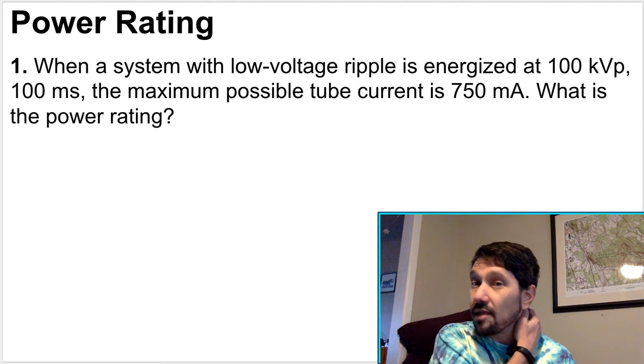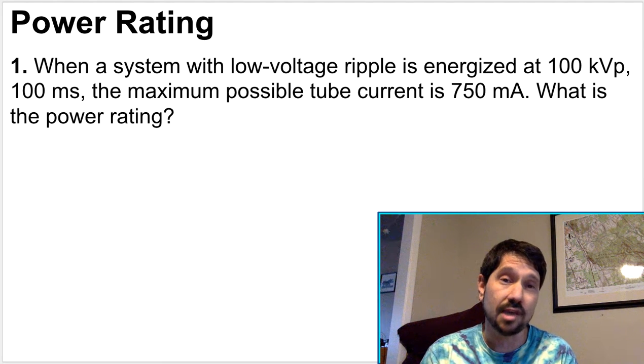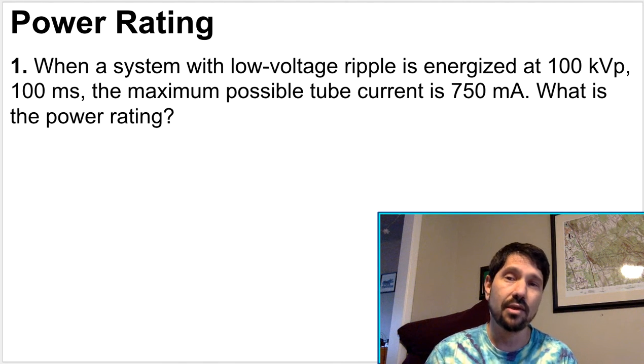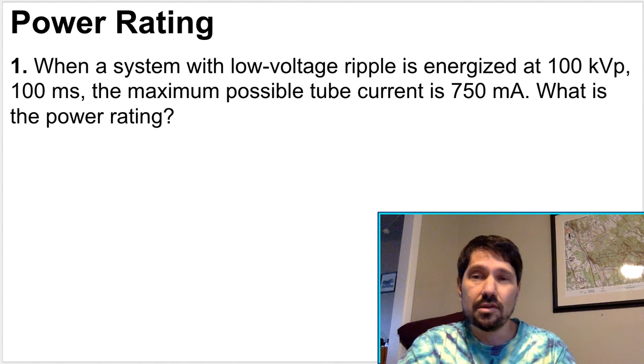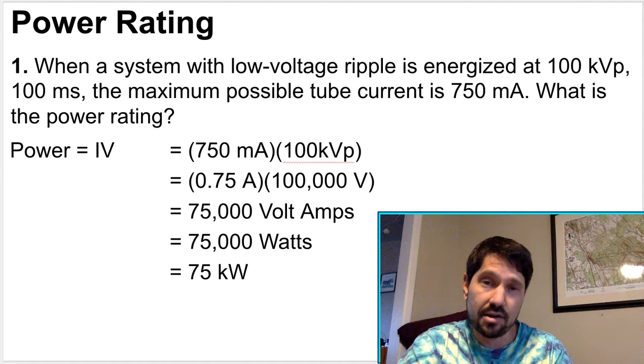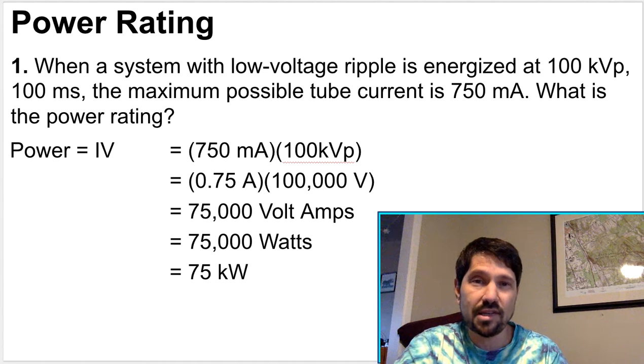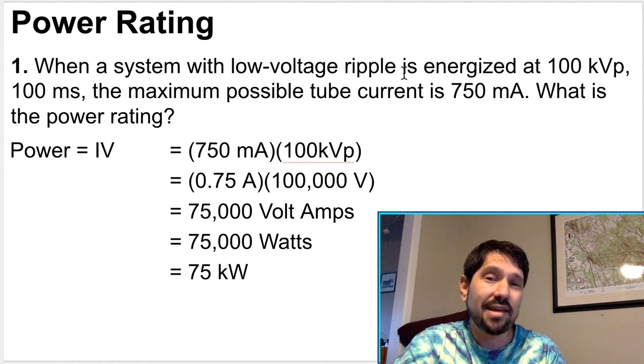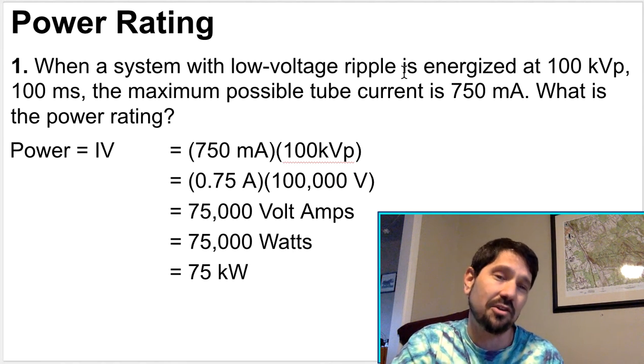So a problem might look like this: when a system with low voltage ripple is energized at 100 kVp, 100 milliseconds, the maximum current is 750 mA. What's its power rating? So we would just take our current times our voltage, and because it is low voltage, because it says low voltage ripple, that's the tricky way of saying not single phase.